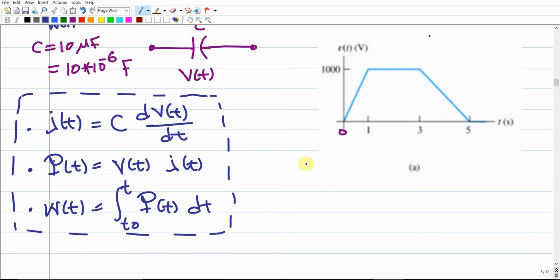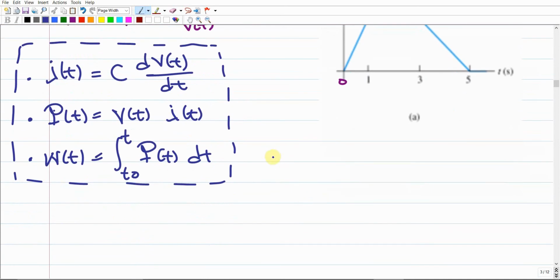represented the voltage. So as you can see, it is like a straight line within the period from 0 to 1, and it is a constant function within the period 1 to 3, and then it has a declining straight line between the 3 and 5. It means that the slope of this line within this region should be positive, but the slope here should be negative, right? And it is just a constant function.